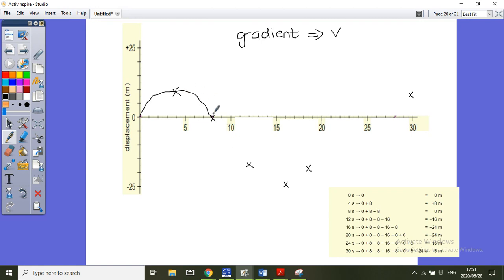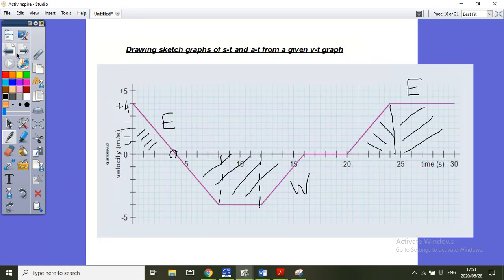No one's going to take marks off you if it's a bit wonky, so I will still get marks for this. Now, going back to our displacement, to our velocity again, now we need to look at what's happening here. My velocity is constant, not 0, constant. My velocity is constant at -4. So a constant negative velocity means I need a constant negative gradient.